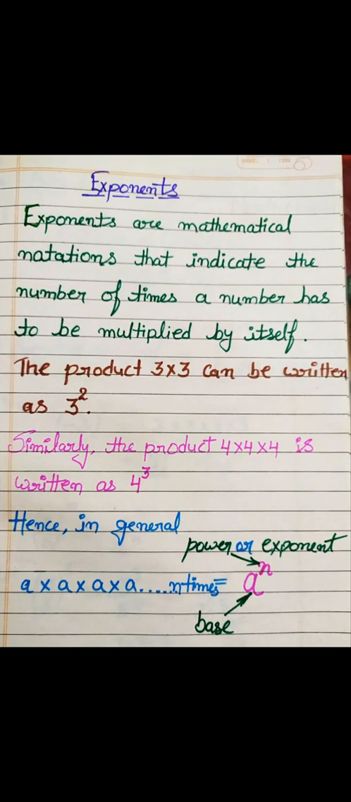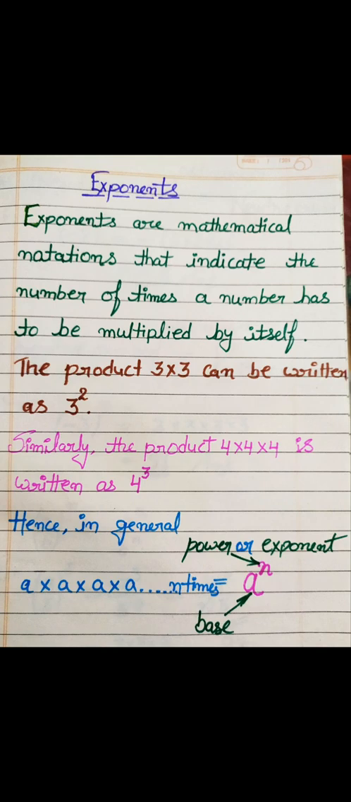So, as our topic exponents is going on, yesterday we learned what exponents are. Exponents are a mathematical notation that indicates the number of times a number has to be multiplied by itself. Like in the product you are seeing, 3 into 3 can be written as 3 to the power 2, and 4 into 4 into 4 can be written as 4 to the power 3. If we multiply a up to n times, that can be written as a to the power n, in which a is the base and n is the power or exponent, or you may say index.